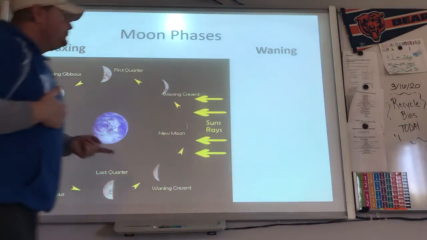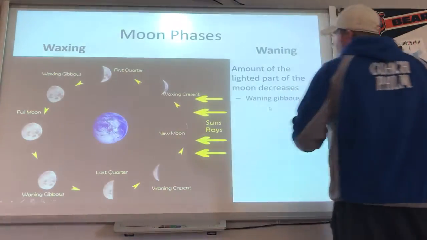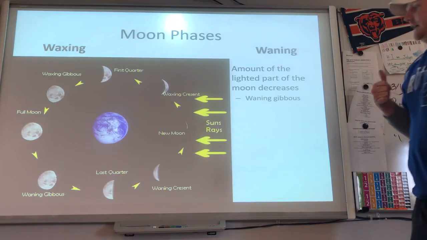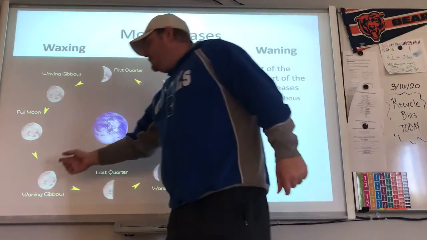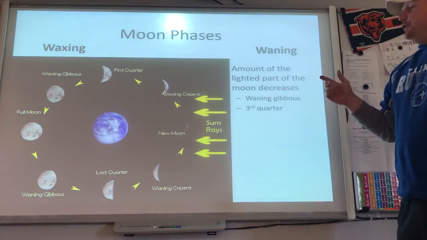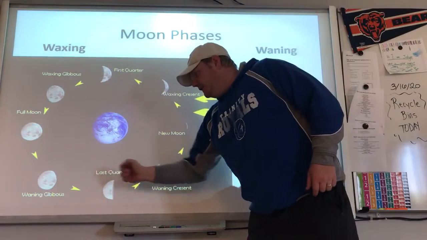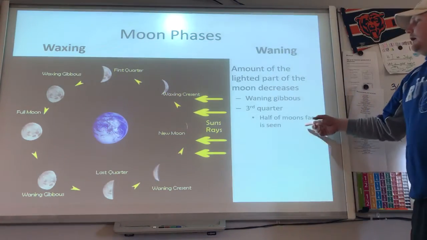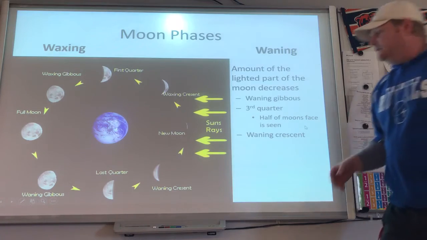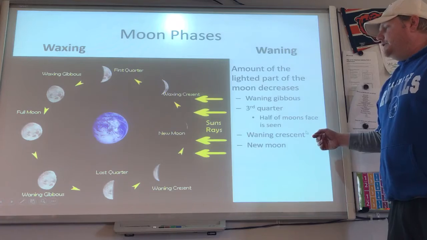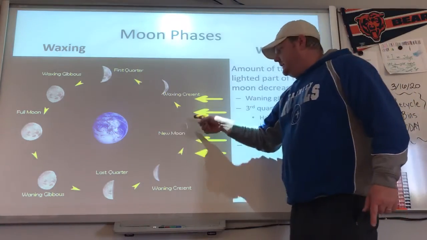Waning now. The amount of lighted part of the moon decreases. The waning gibbous, we see 3/4 of it, but it's getting smaller. The third quarter, or sometimes called the last quarter, we see half of it. The waning crescent, we see just 1/4 of it. Then the new moon, we don't see any of it.